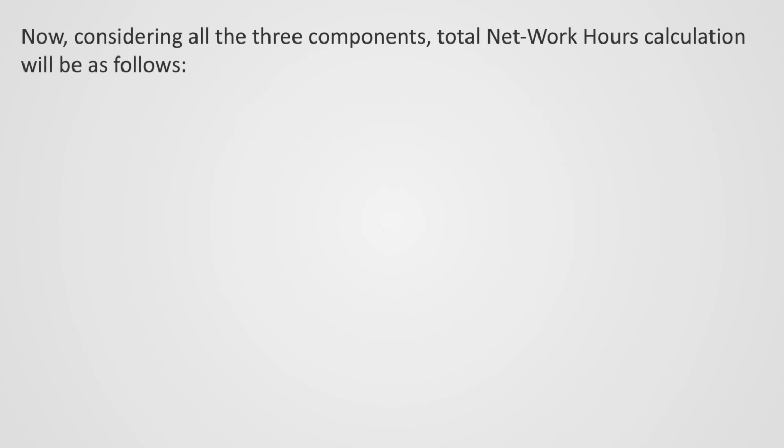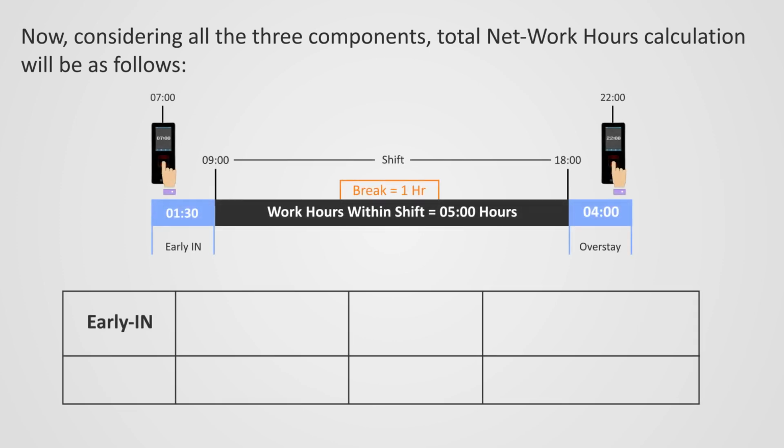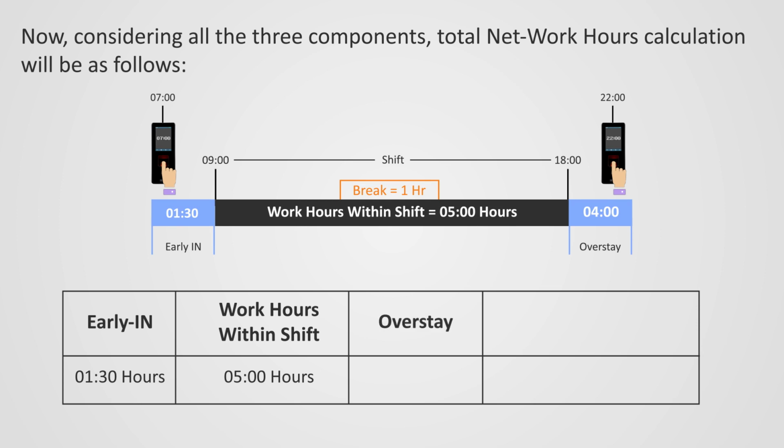Now, considering all the 3 components, total network hours calculation will be as follows. Early in 1:30 hours. Work hours within shift 5 hours. Overstay 4 hours. Net work hours 1:30 plus 5 plus 4 is equal to 10:30 hours.